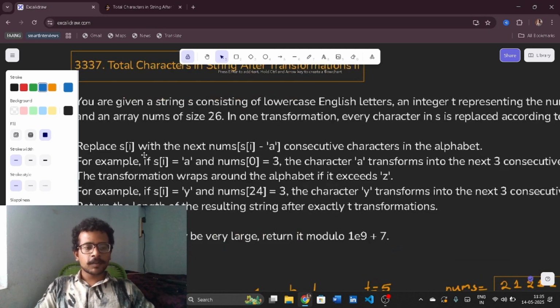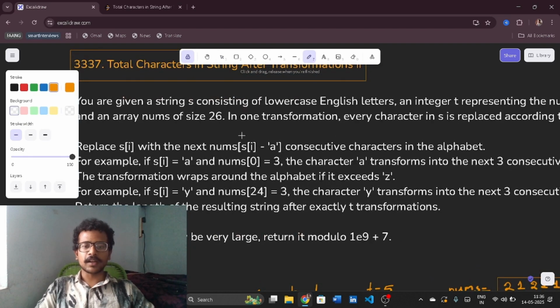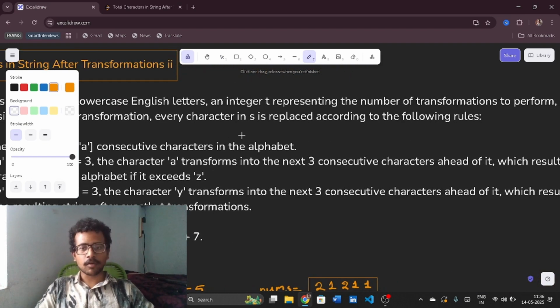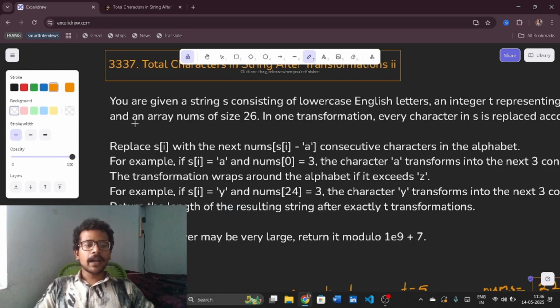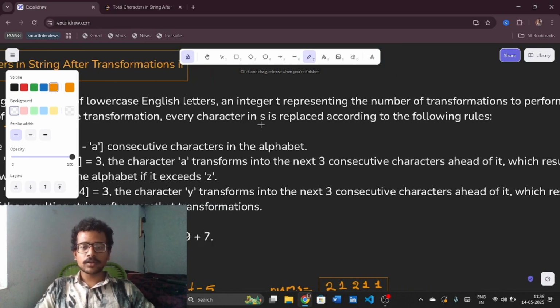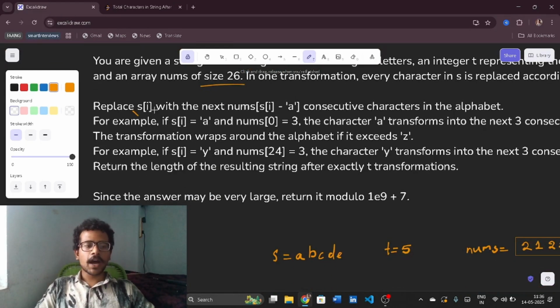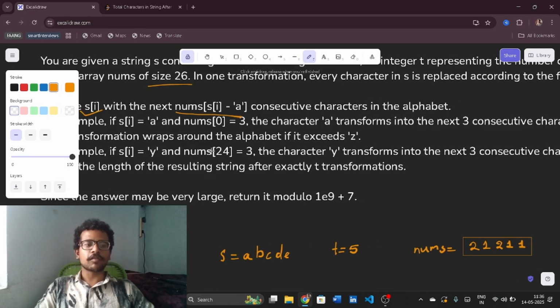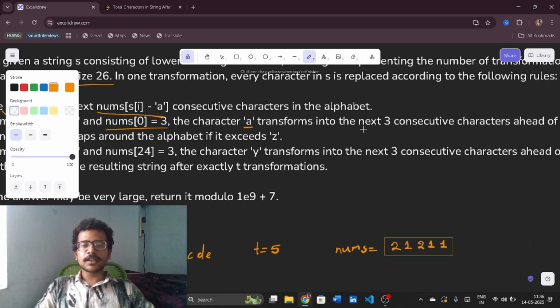Now, we are given a string s consisting of lowercase English letters, an integer t representing the number of transformations to perform, and an array nums of size 26. In one transformation, every character in s is replaced according to the following rules: s[i] is replaced with the next nums[s[i] - 'a'] consecutive characters in the alphabet. So, if s[i] is equal to a and nums[0] is equal to 3, 0 represents the character a, right? Okay, into the next three consecutive characters.